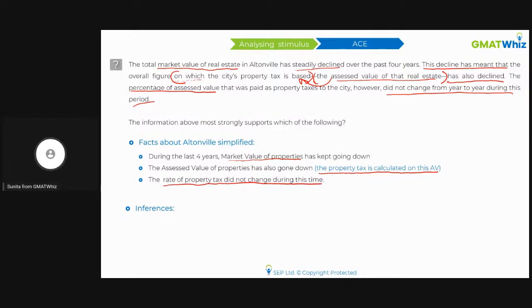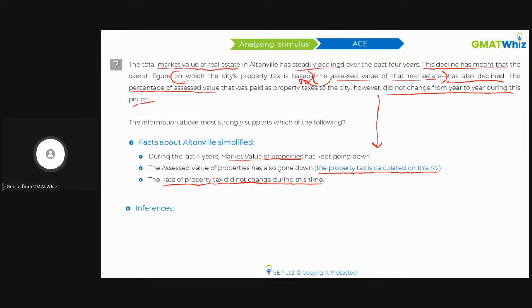Now, I can choose not to pre-think here and move on to the answer choices, because this is an inference question. It says the information above most strongly supports which of the following. So we are moving from this direction to this direction. But since there's a lot of information here and I have simplified it, I'm quickly going through what data I have understood and got together here.